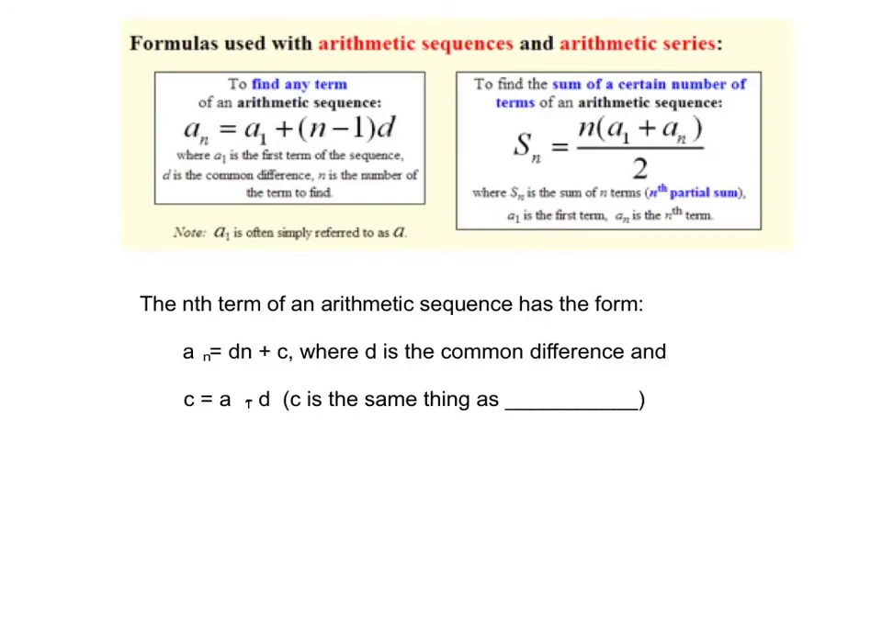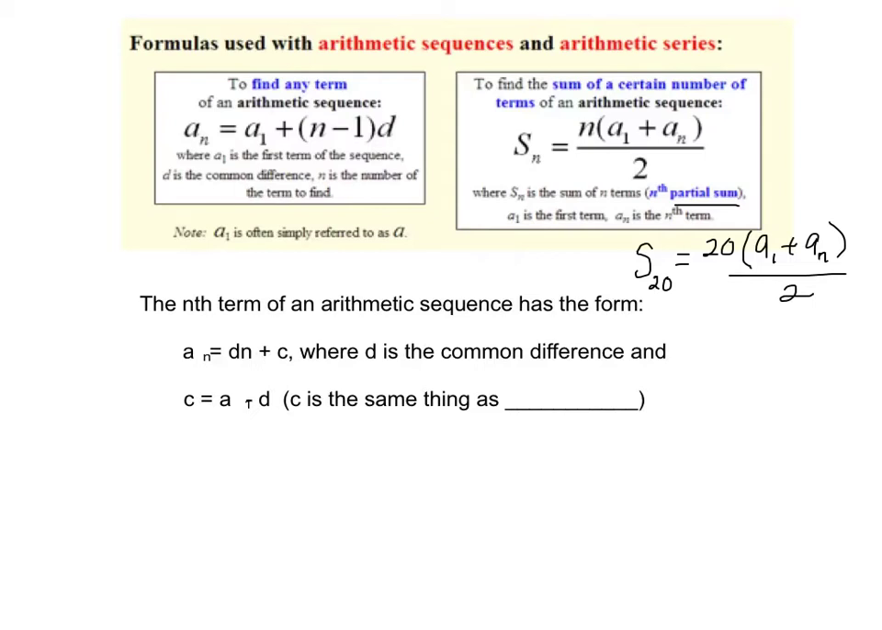So to find the sum of an arithmetic sequence, say for instance I want to find the nth partial sum. So I want to find the sum of the first 20. I would say S sub 20 is equal to 20, that's the term number, times the first plus last, divided by 2. So you're taking the first number and the last number, dividing by 2, and then multiplying it by the number of terms.